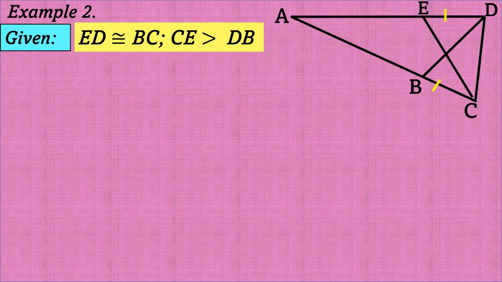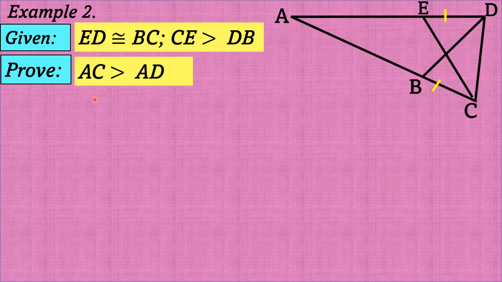Next, we have example number 2. In the illustration, it shows that side ED is congruent to side BC. We can see in the markings that they are congruent. Another given in the illustration is side CE is greater than side DB. So we have here our side CE. This is greater than side DB. So we are going to prove that side AC is greater than side AD.